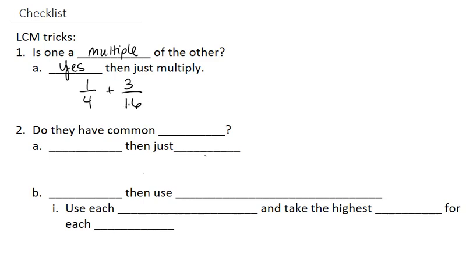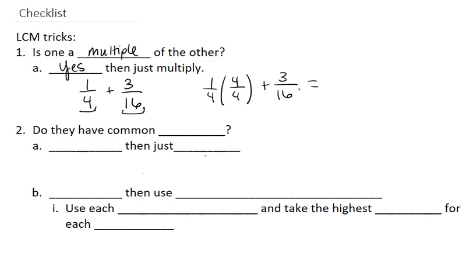So we can see that 4 is a factor of 16. Therefore we can go 1/4 and we would just multiply it by 4 times 4. So that gets us to 16. Plus 3/16 will equal our answer. That's how we would solve this question if this was presented to us.